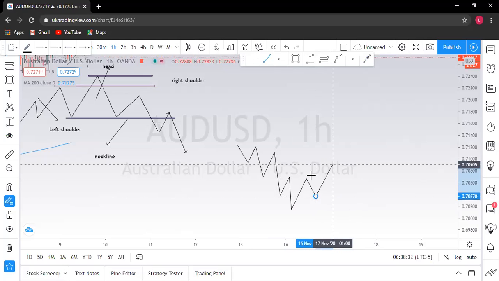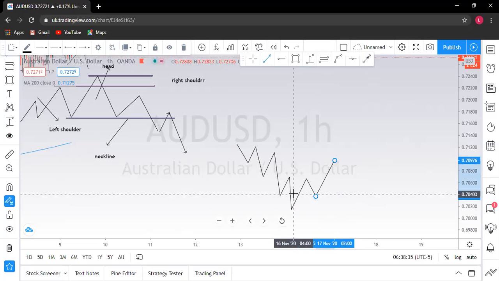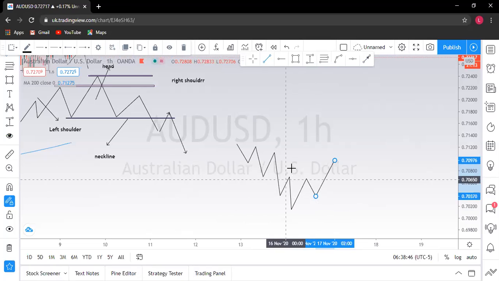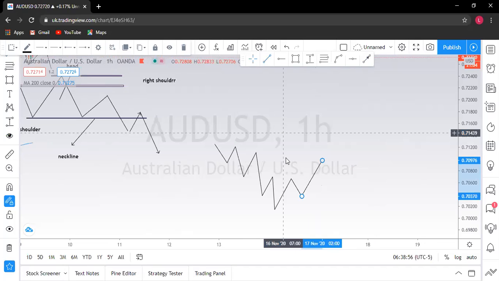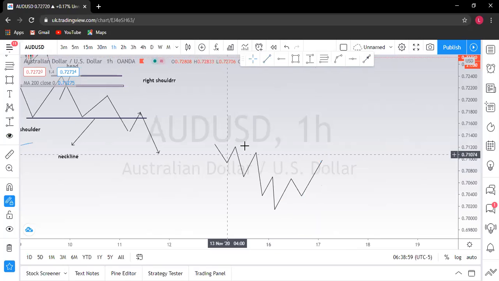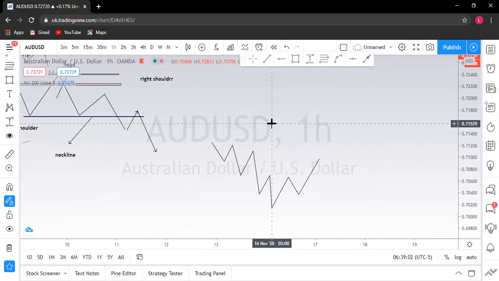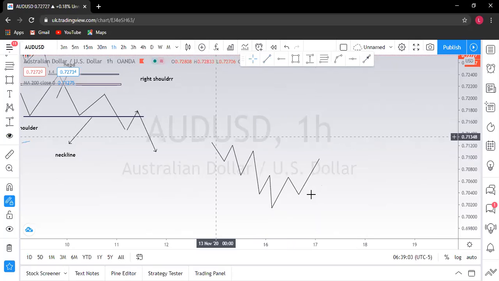You understand? So that shows that the trend has changed and we are about to experience an upward move very soon. So that is why they call these things trend reversal patterns. Among the trend reversal patterns, we've done the M and W, and this is the last one that we'll be talking about, which is the head and shoulder and inverted head and shoulder. So this is called an inverted head and shoulder.